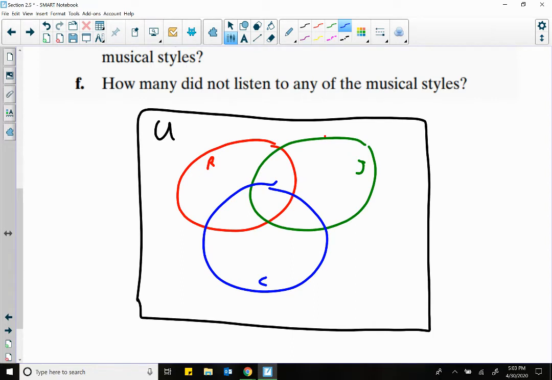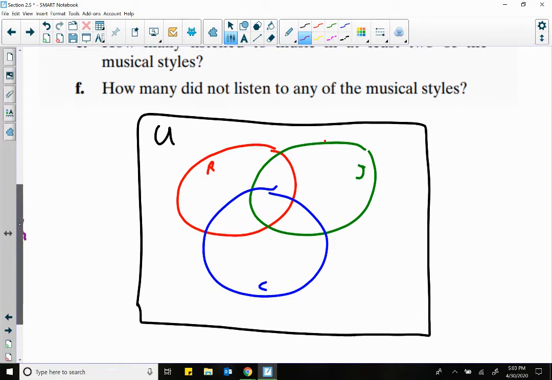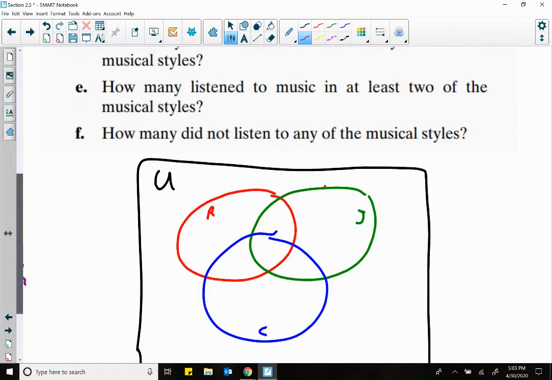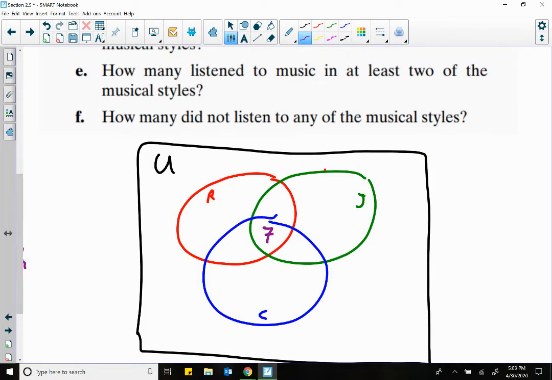And again, just as what we did with everything else, we're going to start right here in the middle. This is the only number that we're going to be able to trust up above. So right here, we need to know how many, actually, not who, did all three. It says right here, 7 students listened to all three musical styles. So we're going to put a 7 right here in the middle.